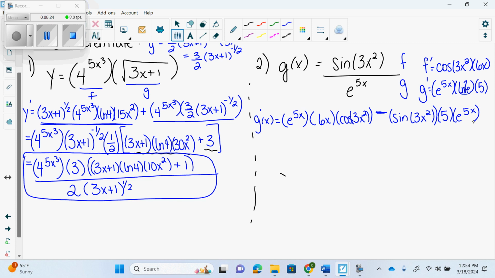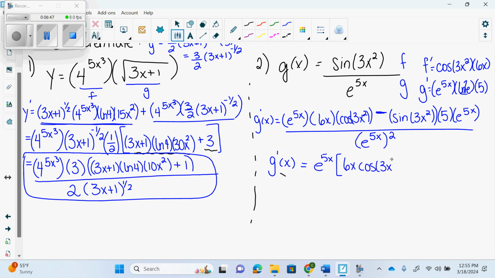Okay. So, and then don't forget your denominator, which is like an epic failure that I use. Okay. So we get G prime of x. You take an e to the 5x out. And then you have a 6 and a 5. Can't get out. X doesn't exist. Cos and a sine. So we're done. So we have 6x cos 3x squared minus 5 sine 3x squared all over e to the 5x squared.